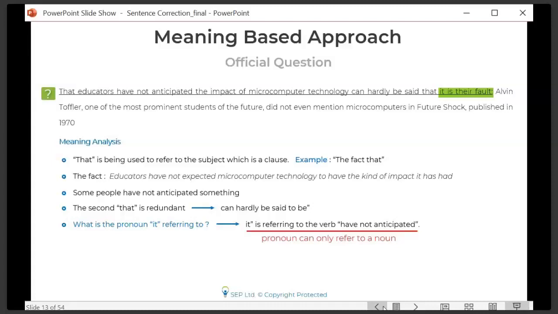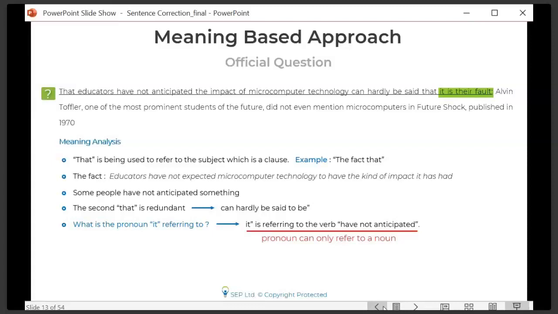It is not referring to the impact. It is not referring to technology. What is this it referring to? It is referring to the have not anticipated. Having not anticipated is not their fault. So it is referring to have not anticipated. We know that it cannot refer to a verb. It can only refer to a noun. And therefore, that is the error here.